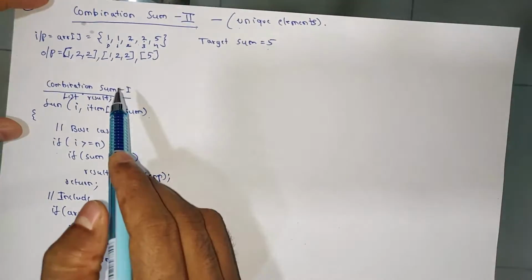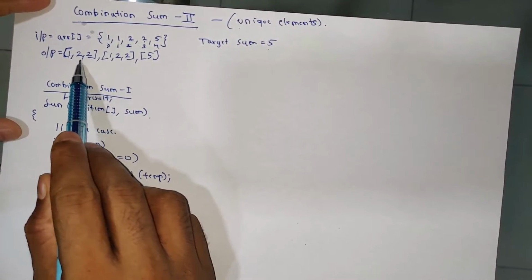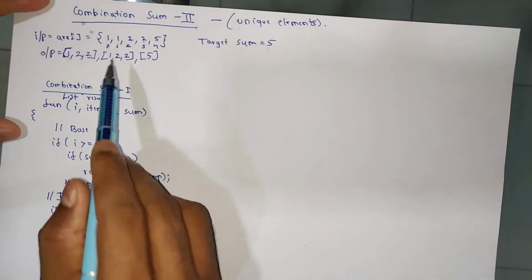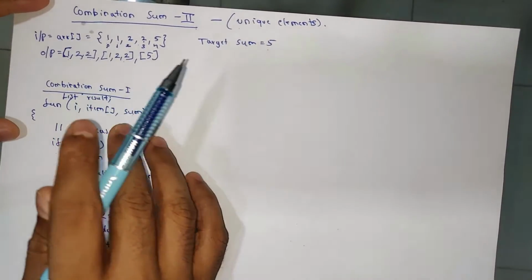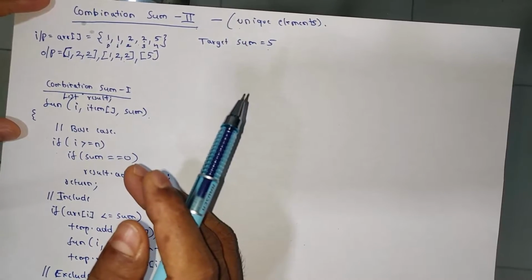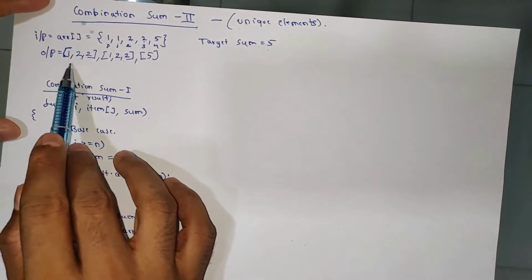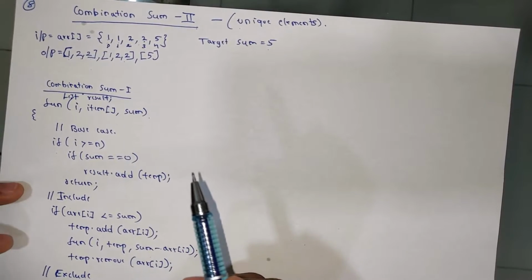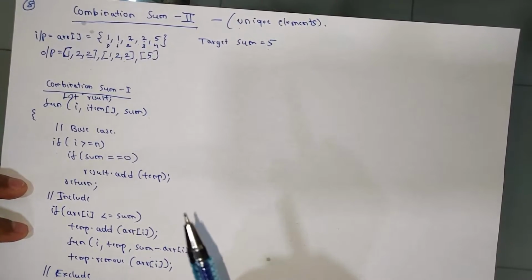So basically, if you notice, we are getting two occurrences of the same data set, 1 2 2 and 1 2 2, right? So we don't really want the repetition in this scenario, so we have to take care of this. So let's see the program here.